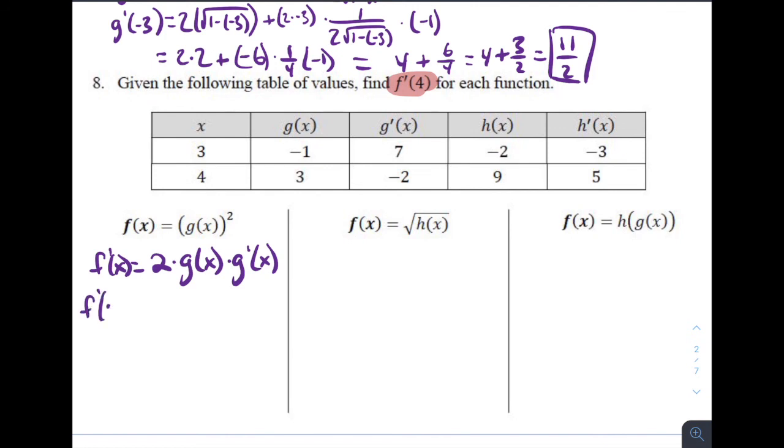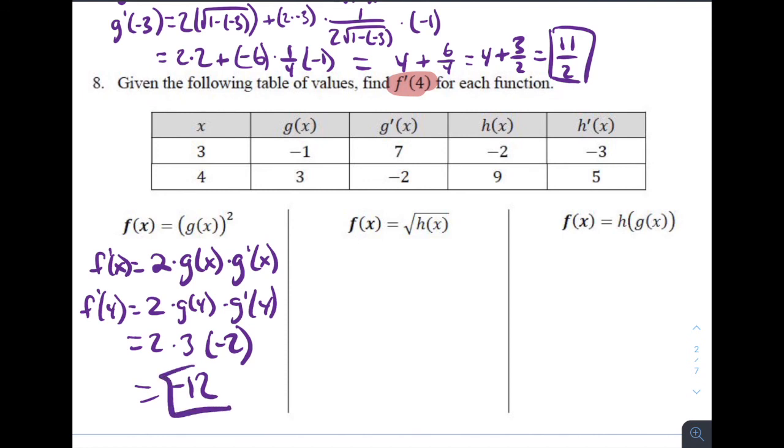So f prime of 4 is equal to 2 times whatever g of 4 is times whatever g prime of 4 is. So looking at that table, g of 4 looks like it's 3. So 2 times 3. And then g prime of 4, if we look at that table, is negative 2. So times negative 2. So that looks like our answer here is going to be negative 12 for the derivative of f when x is equal to 4.